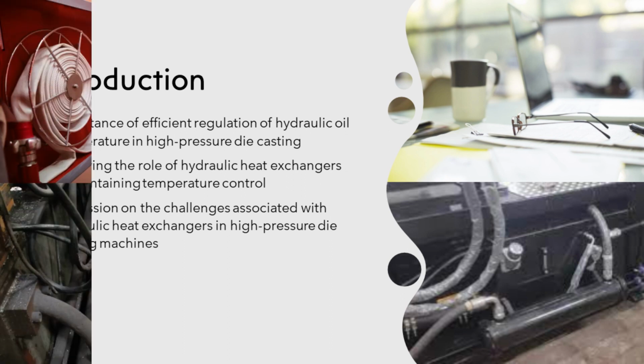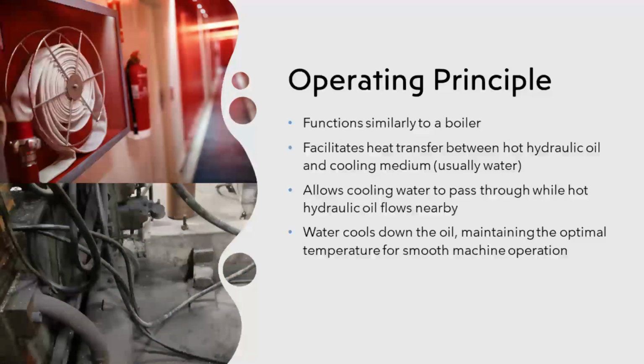Let's begin by understanding the operating principle of a hydraulic heat exchanger in the context of high pressure die casting machines. It functions similarly to a boiler, facilitating the transfer of heat between hot hydraulic oil and a cooling medium, usually water. The heat exchanger allows the cooling water to pass through while the hot oil flows in close proximity. As the water cools down the oil, it helps maintain the optimal temperature required for the machine's smooth operation.